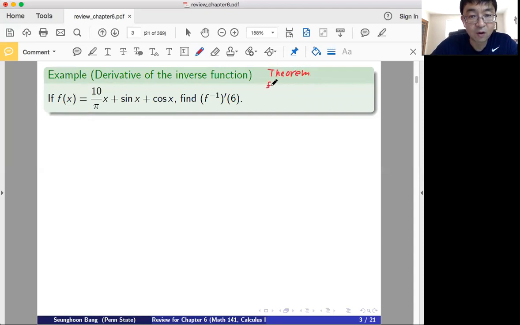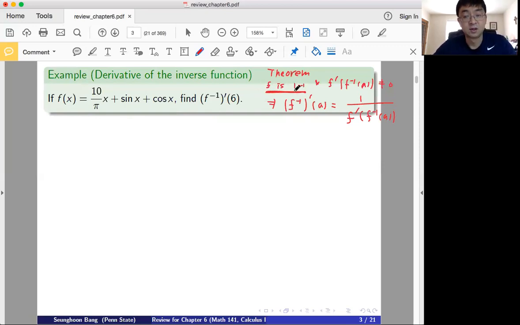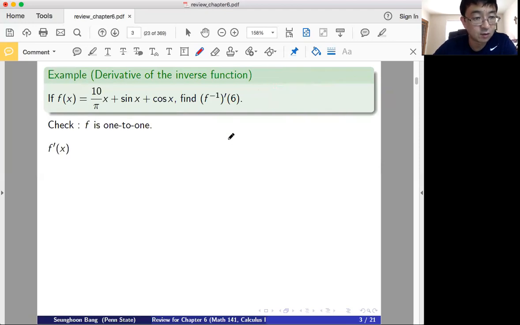The function f is 1 to 1 and f prime of f inverse of a is not equal to 0. What's the conclusion? The inverse function prime at a is 1 over f prime of the inverse function at a. So this is the exact theorem. First, you check whether function f is 1 to 1 or not. So check f is 1 to 1.